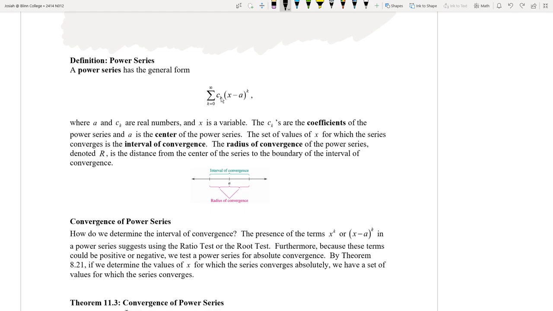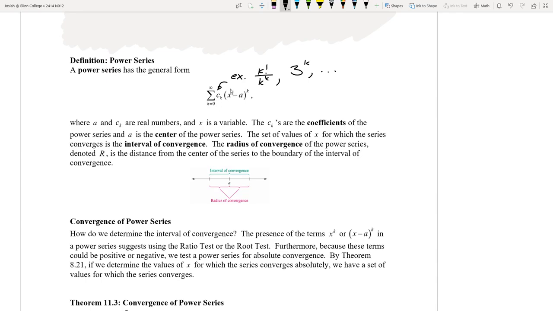It's going to look in general like c sub k times (x minus a) to the k, where c sub k is a real number. And typically, c sub k is going to include all of our usual suspects. It could have something like k factorial over a tower function, or maybe a 3 to the k. Really, this is where all of our Chapter 10 series would end up.